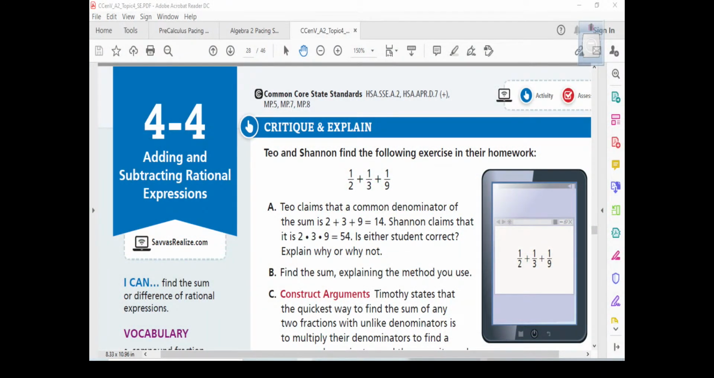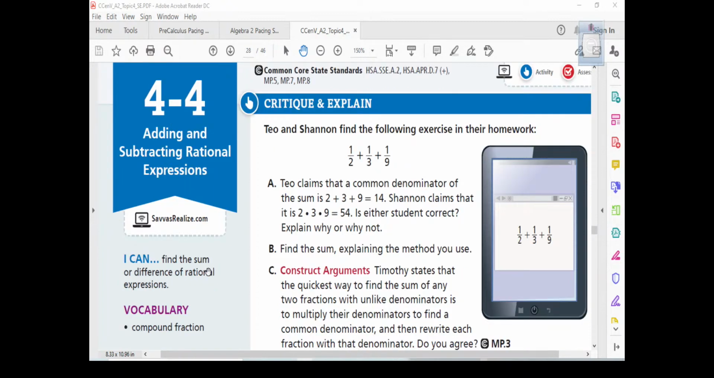Welcome back to ArmanisMath. Today we're going to discuss adding and subtracting rational expressions. The objective: I can find the sum or difference of rational expressions.